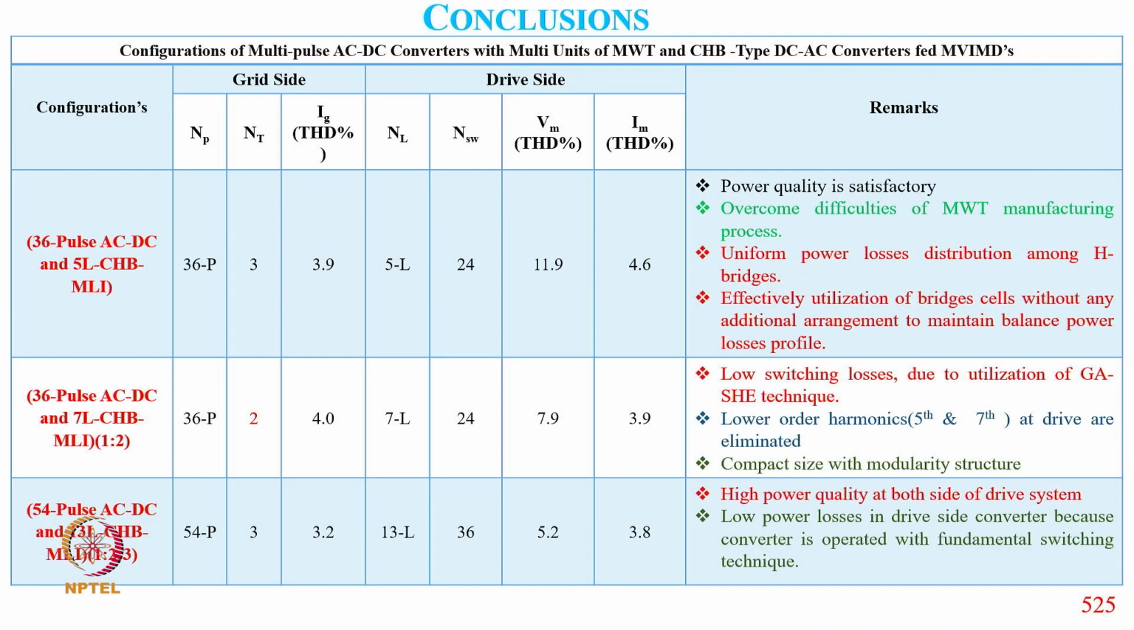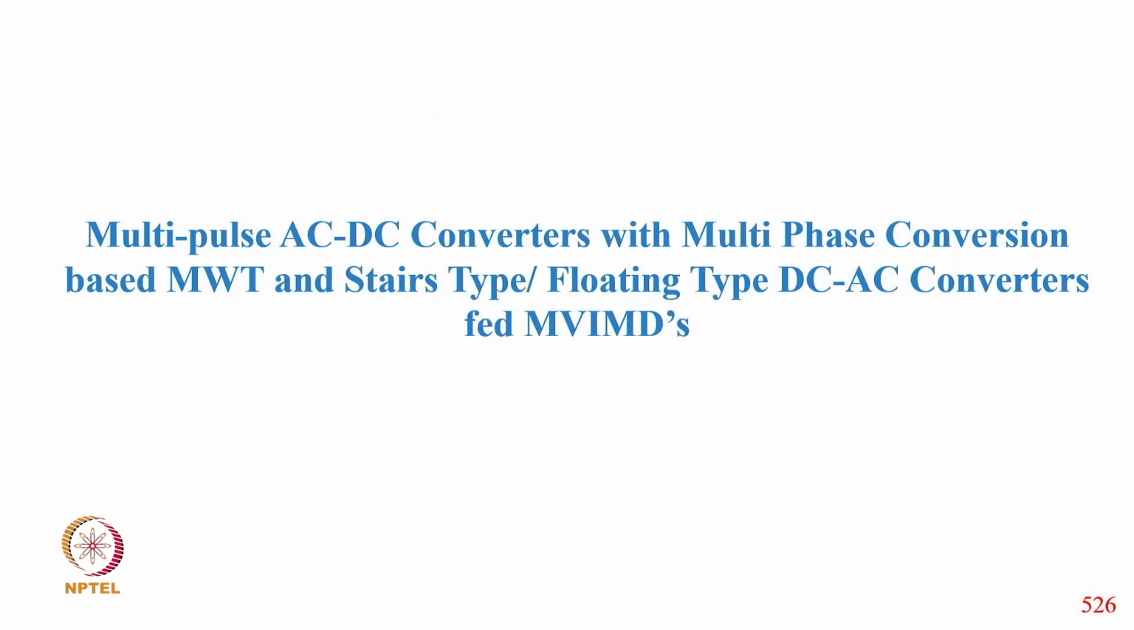And these are clearly some results: for the 36 pulse the supply current THD is 3.9%, and for 36 pulse in 54 pulse it is 3.2%, and for the 5 level the current THD of the stator is 4.6%, and typically for the 7 level it is 3.9%, and for the 13 level it is voltage THD 5.2% and current THD 3.98%.